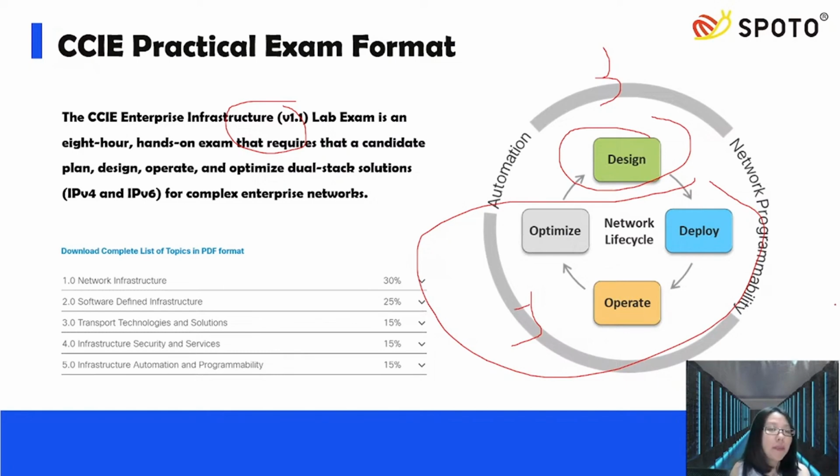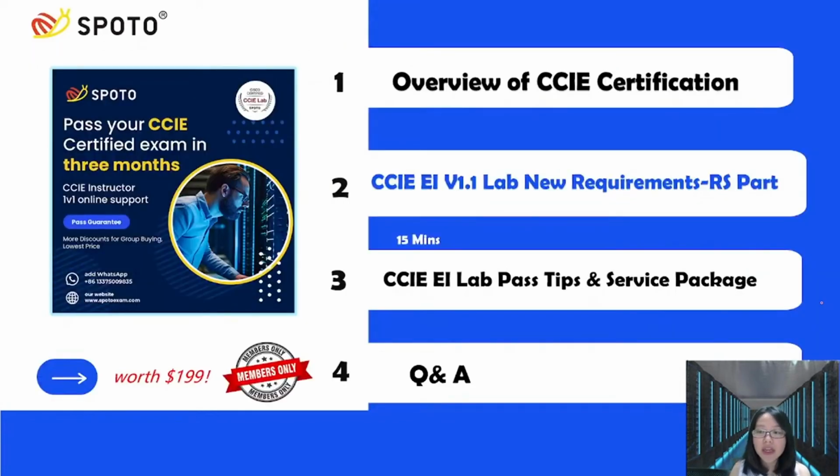Alright, we have talked about lots of CCIE exam overview. So now let's go deep into the key point today: the CCIE version 1.1 lab requirement of the routing and switching part.